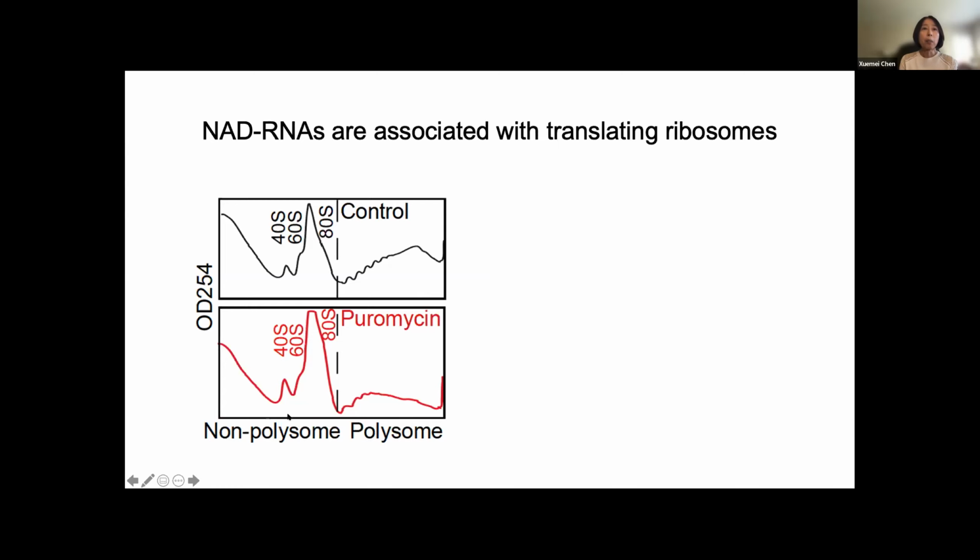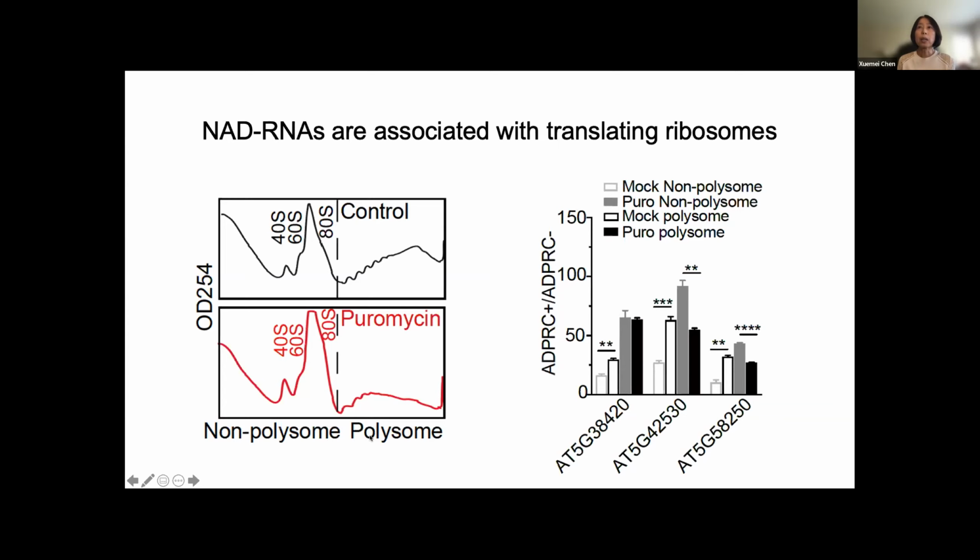So then we isolated RNA from the non-polysome fraction and the polysome fraction. And then we subjected the RNAs to NAD capture followed by real-time RT-PCR to follow the NAD RNAs from these 3 genes. And you can see that in the mock-treated samples, the NAD RNAs are enriched in the polysomal fraction as compared to the non-polysomal fraction. But after puromycin treatment, this enrichment is either gone or even reversed. We have more NAD RNA now in the non-polysomal fraction. So what this means is that puromycin treatment released NAD RNA from the polysomal fraction and they moved into the non-polysomal fraction. We think that this suggests that NAD RNAs are associated with translating ribosomes, but we still have to look into this further to reconcile the two different results in the human cells versus in Arabidopsis regarding whether NAD RNAs are actually translated.